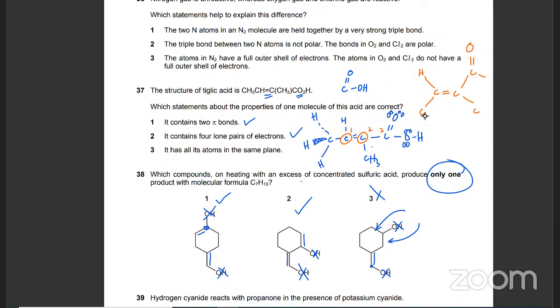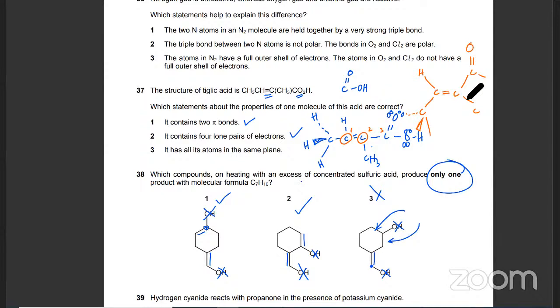Any atoms or bonds coming out of the page or going into the page will be tetrahedral. But this carbon atom is trigonal planar, this carbon atom again, and this other carbon atom as well. So the carbon atoms are all lying in the same plane. Is that clear?